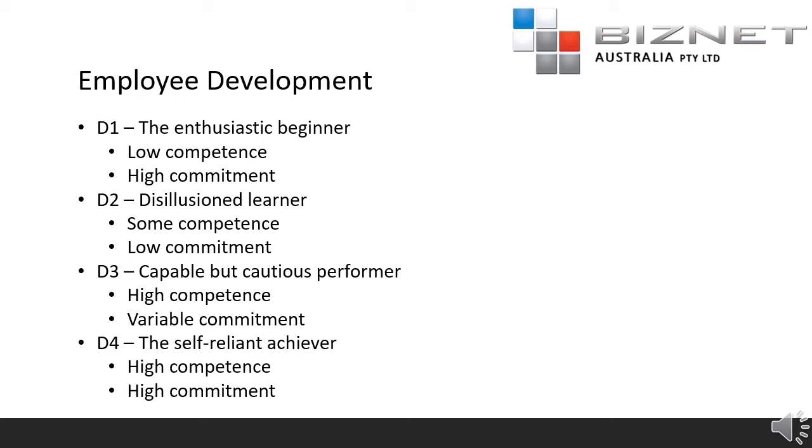Next, we have D2, the disillusioned learner. Here, your team member has some competence but low commitment. They have the skills they need, but for some reason they are unwilling or lack the confidence to perform the task. Maybe the task or the situation is new to them. Next, we have D3, the capable but cautious performer. In this case, the team member has high competence but variable commitment. Your staff member is more capable of performing the task than a D2 level, but for whatever reason, they're unwilling or lack the confidence to perform the task.